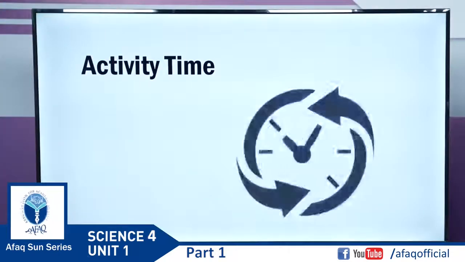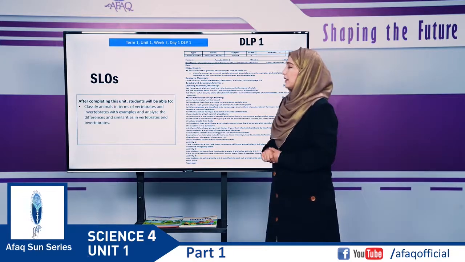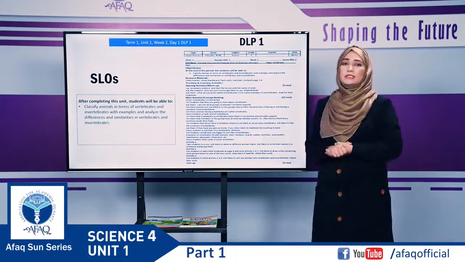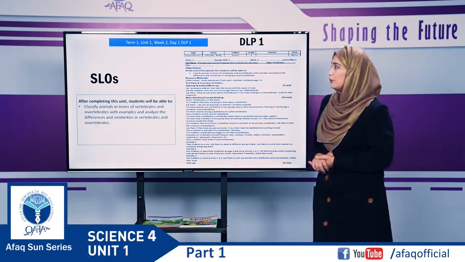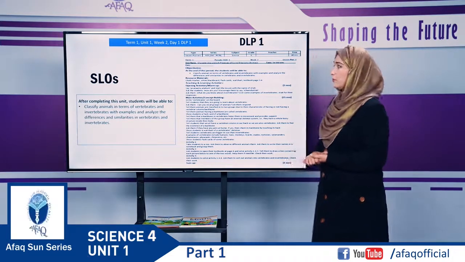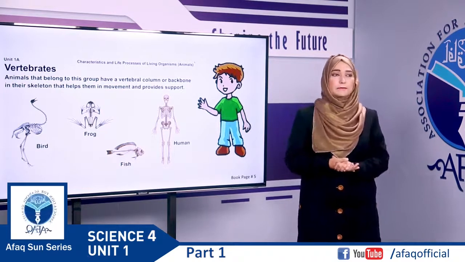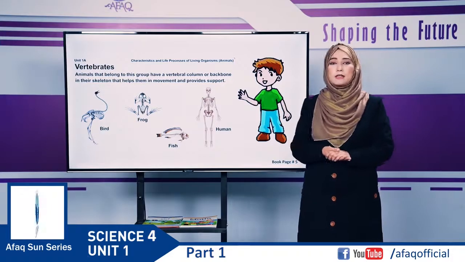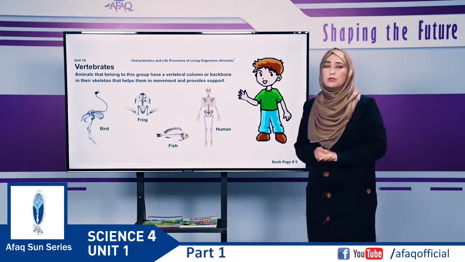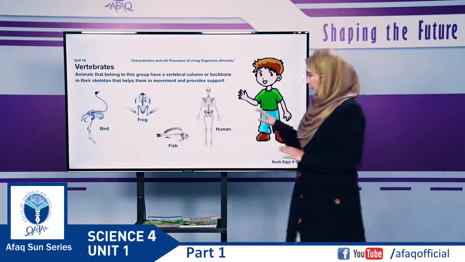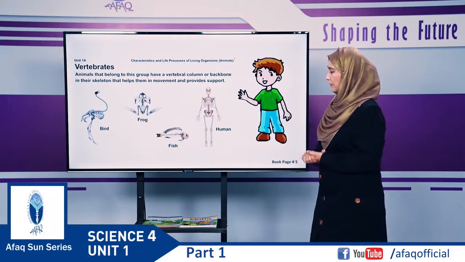It's activity time. In this period, we are going to cover one SLO and the complete methodology for this SLO is given in DLP 1 of day 1 of week 2 of unit 1 and term 1. You have learned about invertebrates. Now we will see what vertebrates are. Vertebrates are animals that have a backbone in their bodies. These backbones provide movement and support to their bodies. You can see different skeletons of animals like bird, frog, fish and human.